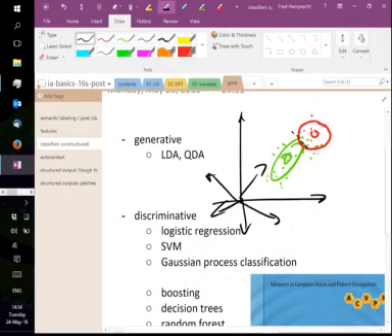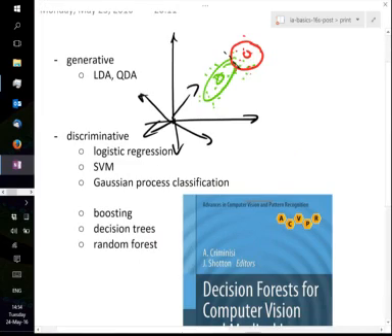So this is why often it makes sense to use the simpler model just to avoid overfitting. Okay, this was the brief intro to generative models. Much more popular nowadays are discriminative models.